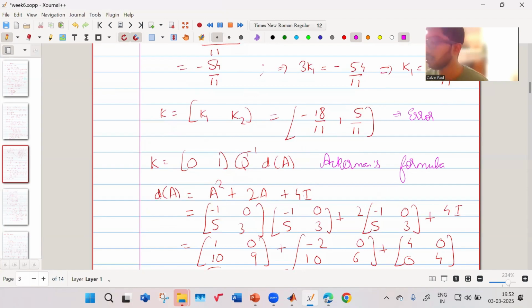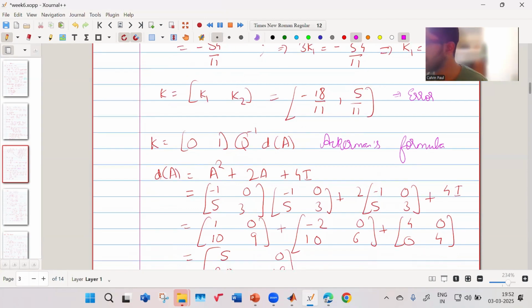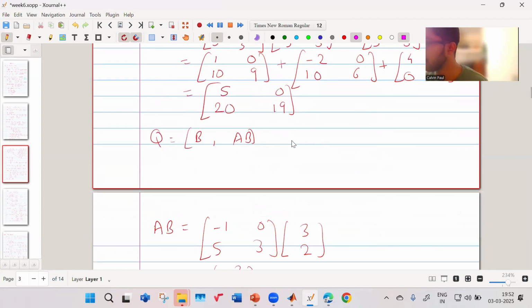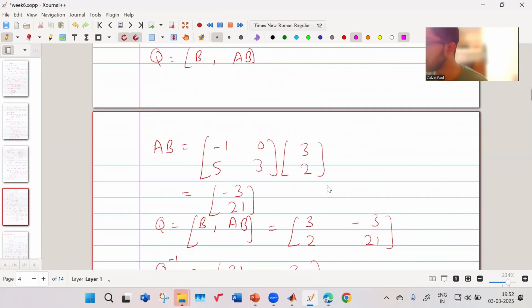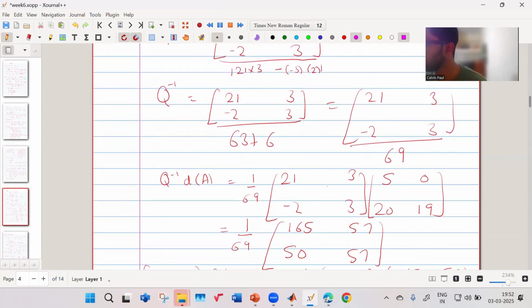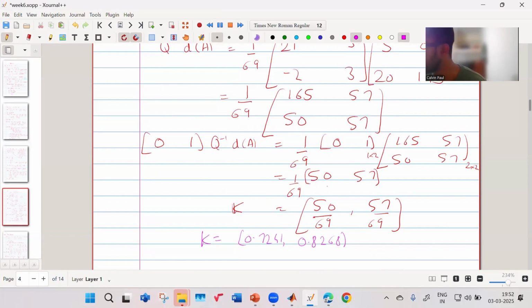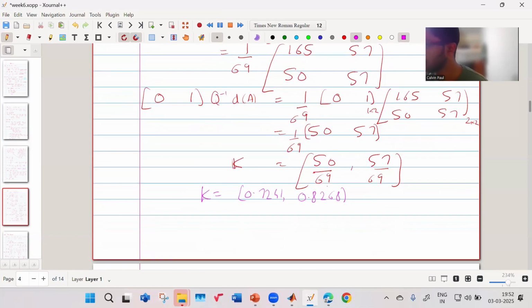What Ackermann's formula does is we find Q inverse, the inverse of the controllability matrix, and phi of A. This is a desired polynomial, so we get A square plus 2A plus 4I. We add it. Then we have B comma AB, which is the controllability matrix we are finding. Q inverse we have found. Q inverse times phi of A we do, and we take the row 0, 1 of that, and we get these equations. So this is one way, and we have also verified with MATLAB.